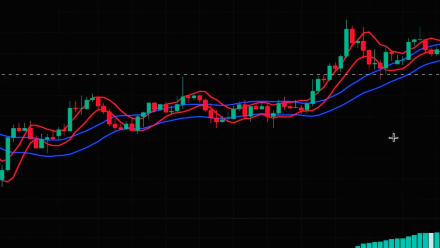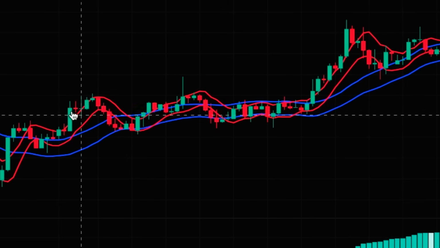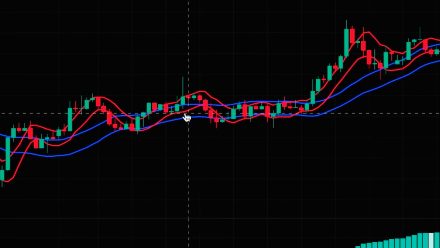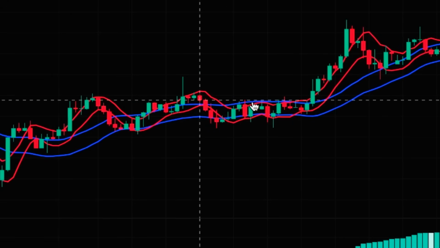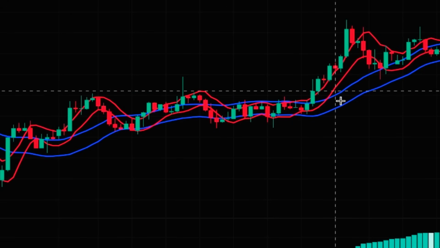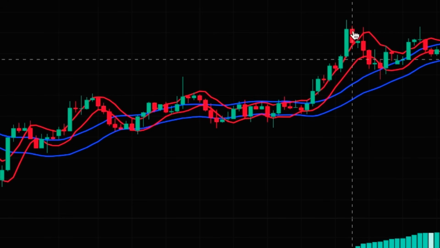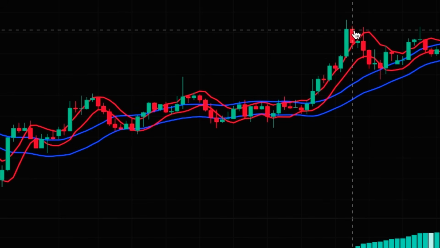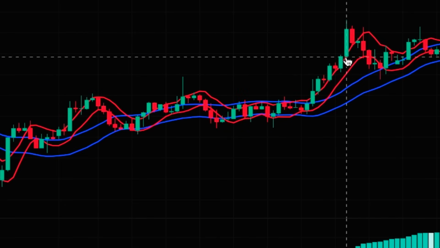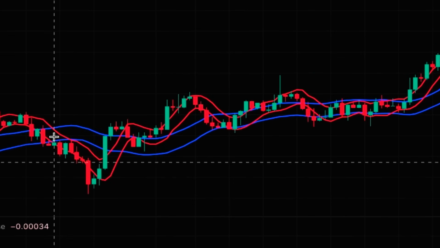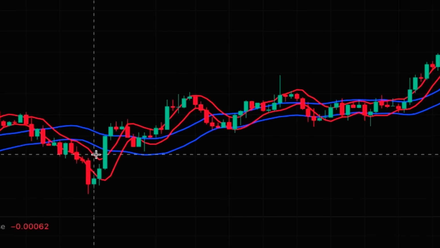In times that the two channels overlap, like here in this part, the market is moving flat. In other words, the market is not trending and the price is moving horizontally. But when the two channels are separated, like here in this part, it tells us that the market is trending and that the price is advancing or declining strongly. When the red channel is above the blue channel, the price is advancing, and in times that the red channel is below the blue channel, the price is declining.